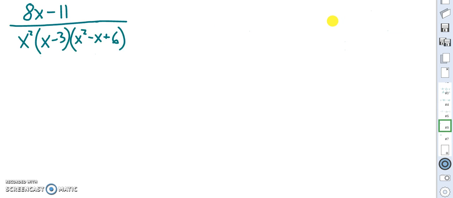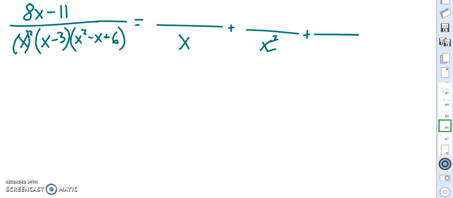One spot where people often make mistakes is they see x squared and they freak out, they don't know what to do about it, so let's make sure that doesn't happen. X squared is the same as x squared. It's the square of this linear thing, it's x. It's the square of a linear, so it's going to show up twice. It's going to have x here and x squared here. X minus 3 only shows up once, so I'm going to have it here. X squared minus x plus 6 only shows up once, so I'll only have one fraction in my partial fraction decomposition for it.